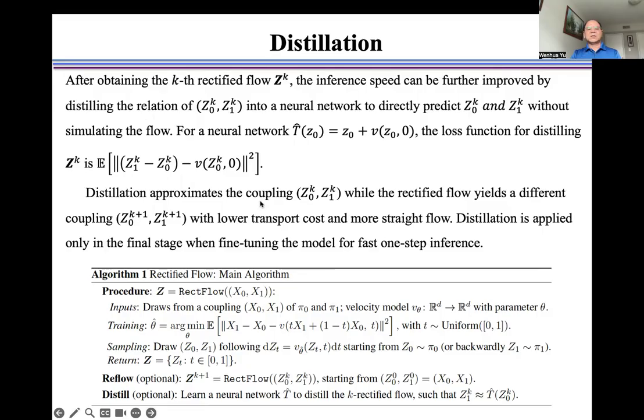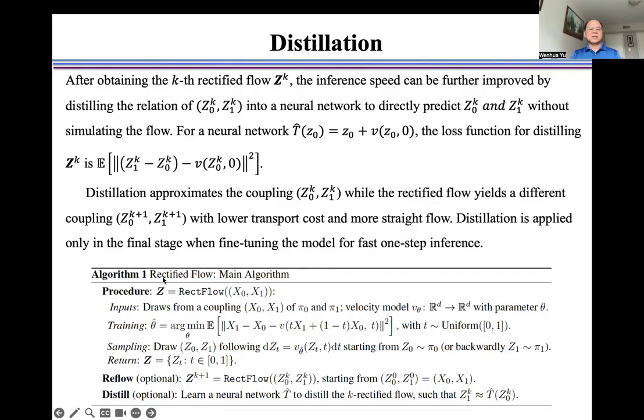Distillation approximates the coupling Z0^k and Z1^k, while the rectified flow yields a different coupling Z0^(k+1) and Z1^(k+1) with a lower transport cost and a more straight flow. Distillation is applied only in the final stage when fine-tuning the model for faster one-step inference.